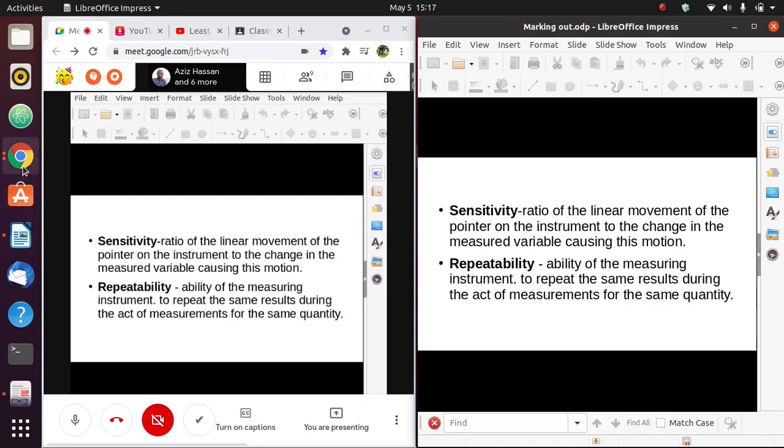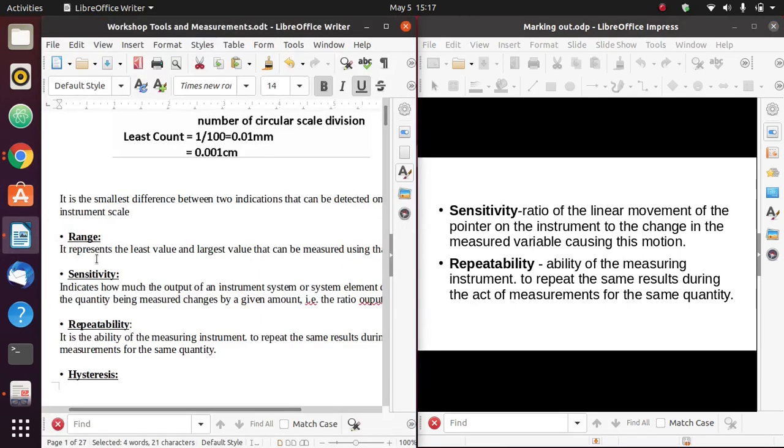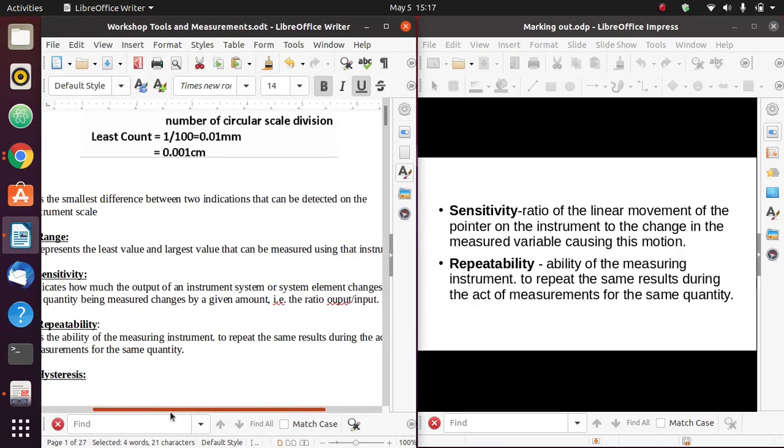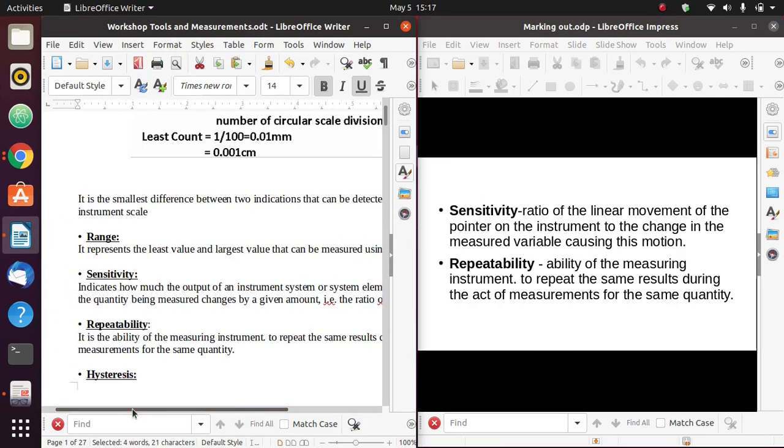Now, sensitivity, on the other hand, indicates how much the output of an instrument or the measuring system changes when the quantity being measured changes by a given amount. Essentially, what I mean by this is it's the ratio of the output versus the input. What I'm measuring, how much the output from a measuring instrument changes when the quantity that I'm measuring changes. So it's the output over the input.